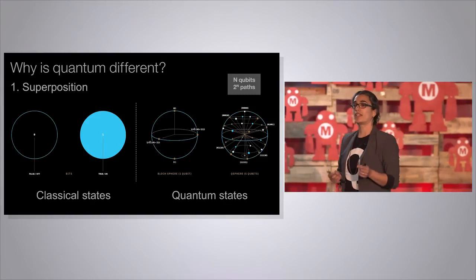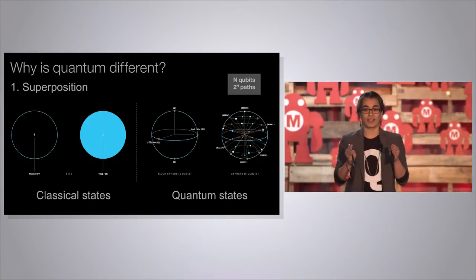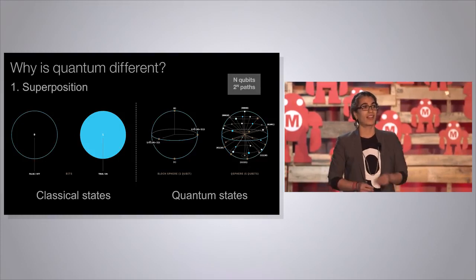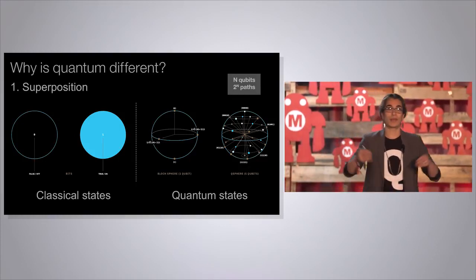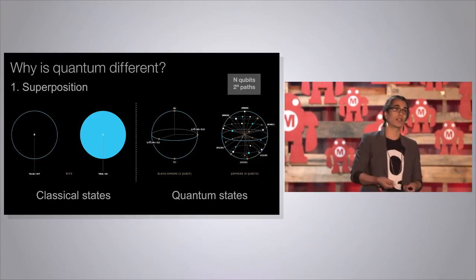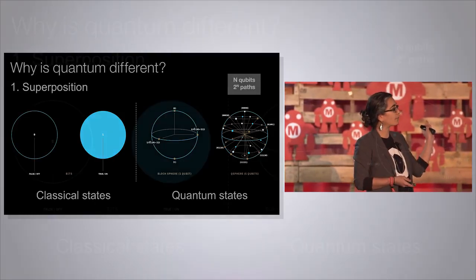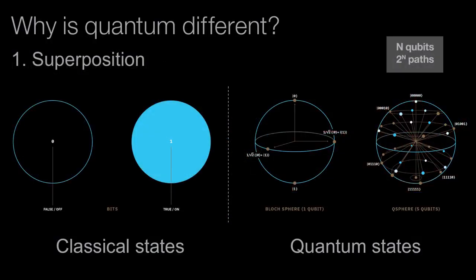So if 1 qubit can be in a superposition of 2 states, then 2 qubits can be in a superposition of 4 states, and 3 qubits can be in a superposition of 8 states. So the possibility space you can explore is much more interesting and complex in quantum information. So the diagram on the right is showing you a superposition of 5 qubits, right? So you can be in a superposition of 32 states. So superposition is the first thing.